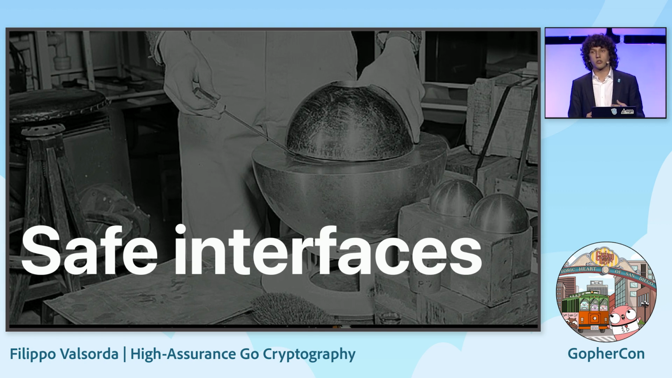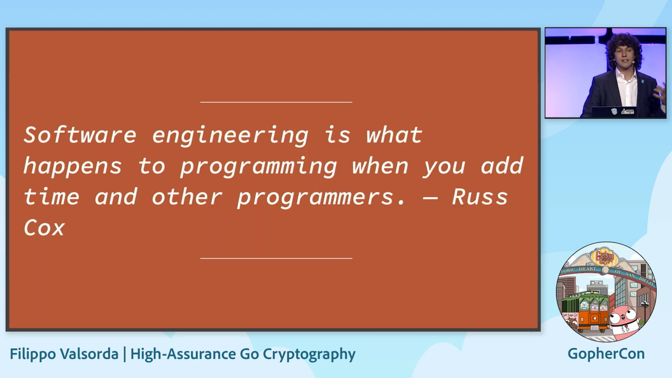So we care a lot about the safety of internal packages and APIs. And that's because, like you heard from Russ Cox at the beginning of the conference, software engineering is what happens to programming when you add time and other programmers. That means that even if an interface is safe now, even if an interface is used correctly now, it might not be used correctly tomorrow by your teammate or in a few years by yourself when you move code around.